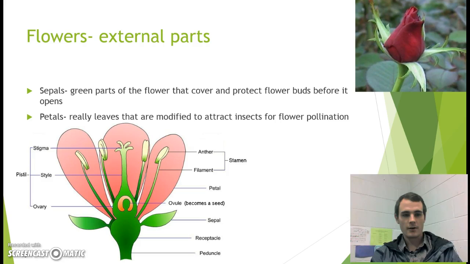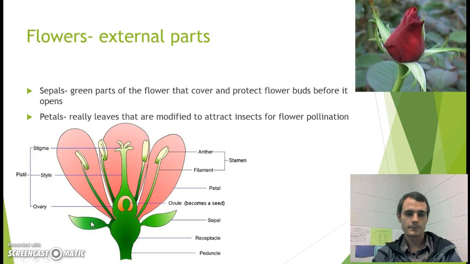So, starting off with flower external parts, there's the sepals. Sepals are the green parts of the flower that cover and protect the flower buds before it opens. So as you notice in this rose in the upper right hand corner, those green parts coming off the edge of the flower, those are actually the sepals, and they would actually enclose the flower petals before the flower opens. And you also notice them down here in this diagram as well. Those are the sepals at the bottom.